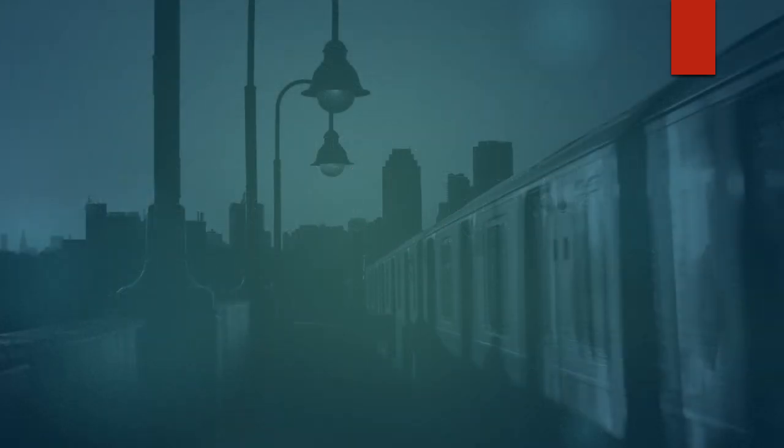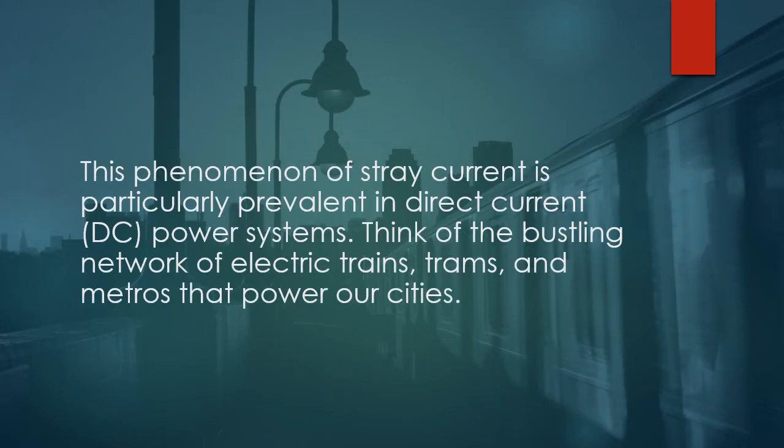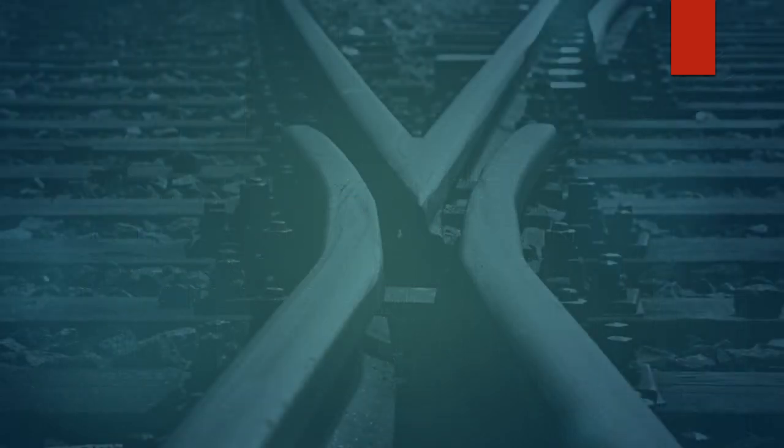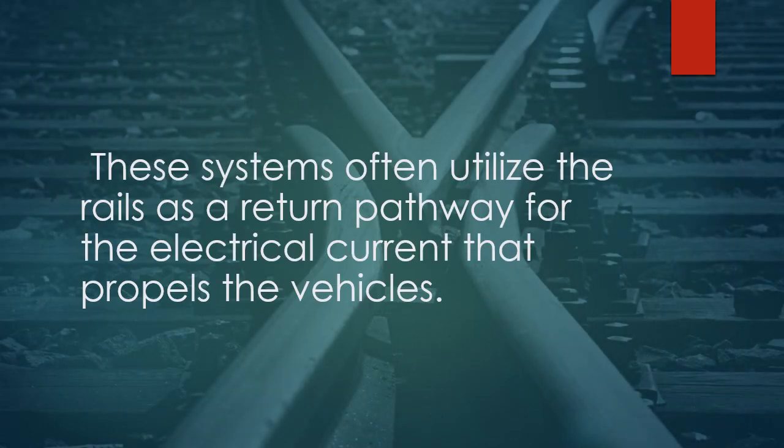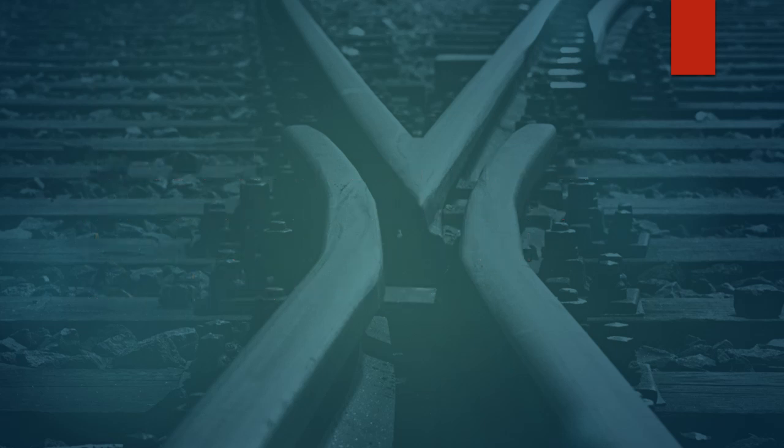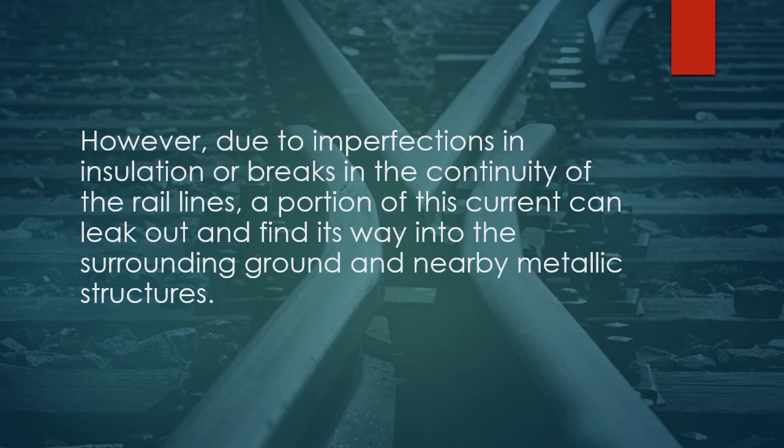This phenomenon of stray current is particularly prevalent in direct current, DC, power systems. Think of the bustling network of electric trains, trams, and metros that power our cities. These systems often utilize the rails as a return pathway for the electrical current that propels the vehicles. However, due to imperfections in insulation or breaks in the continuity of the rail lines, a portion of this current can leak out and find its way into the surrounding ground and nearby metallic structures.